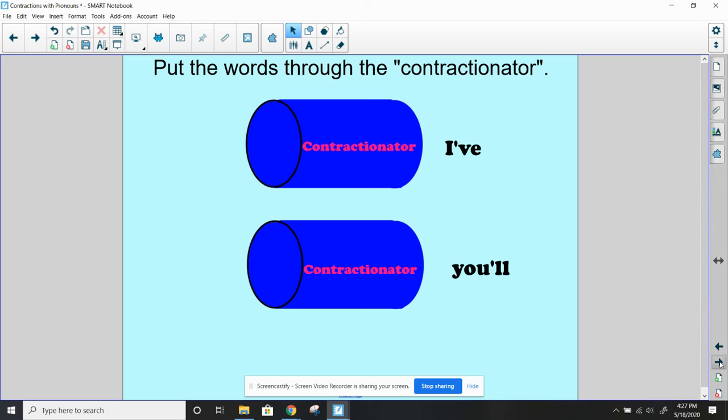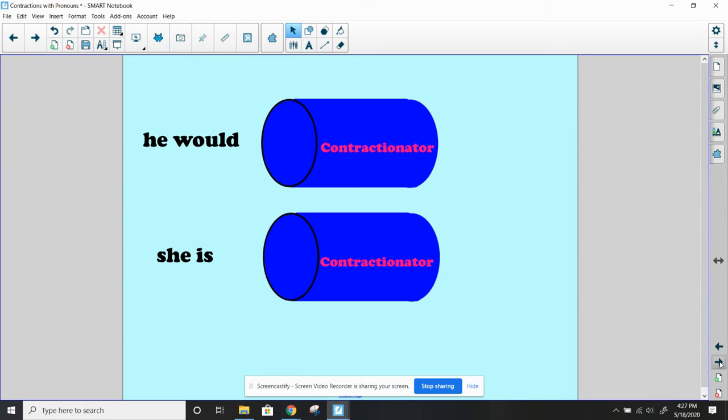Next ones. Now, some of these here are not ones that are in your lesson, but they're ones that you need to know, and especially the word would. If we take a pronoun like he and put it in the contractionator with the word would, we get he'd. So look at that one. We're actually taking out a lot of letters. We're taking the OU and the L and replacing that with an apostrophe and getting he'd. He'd love to be done with school right now.